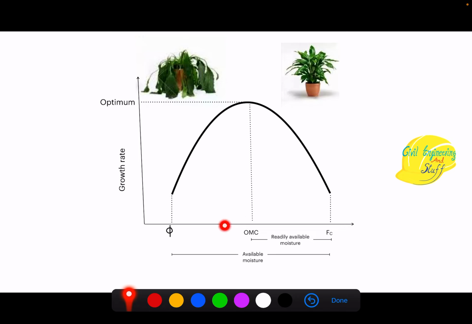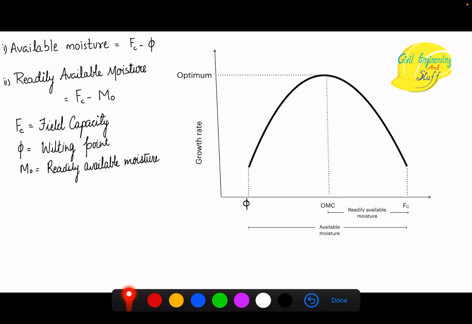While here, when the moisture of the soil goes below the optimum moisture content, the withering of the plant starts to take place, and as the moisture content goes below the permanent wilting point, the plant is completely dead, because there is no moisture in the soil for the plant to extract and sustain its growth. Otherwise, if it is in between this range, then after certain moisture is applied, the water level will again reach the optimum moisture content and the plant will sustain.